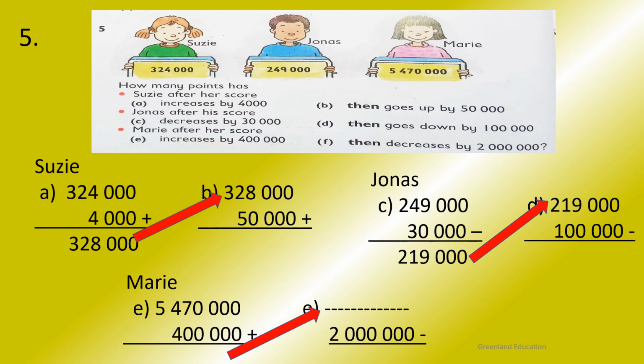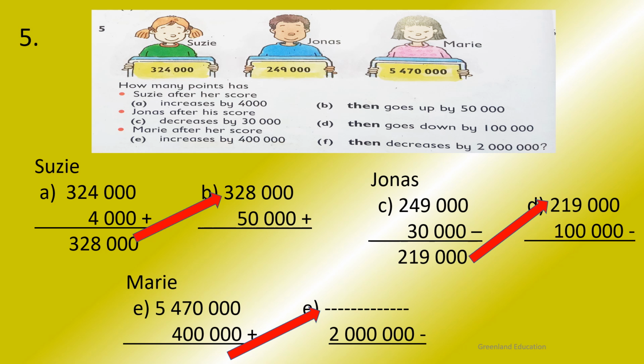Then the B part says then goes up by 50,000. After adding 4,000 to Susie's number, again that number has gone up by 50,000. So you have to add 50,000 to the A answer, 328,000. Not to 324,000. So I have shown it with the arrows. Very easily you can find the answer. Look at the B1.